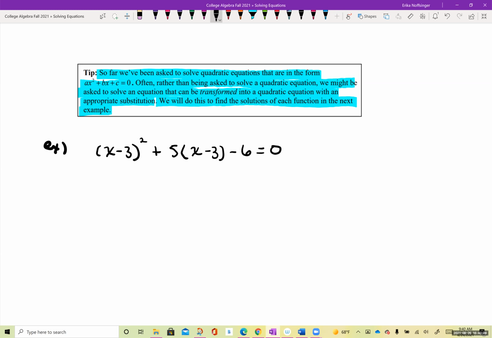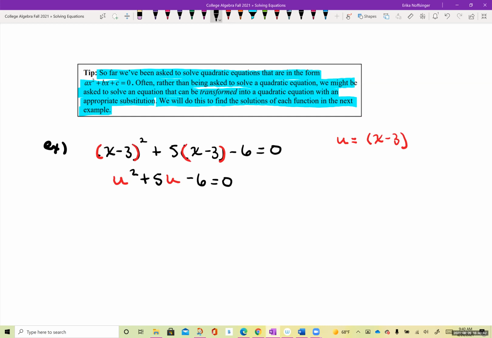But if you notice, what's inside the parentheses is the same. And notice if we choose, and I'm going to use u, let's choose u to be what's inside that parentheses, x minus 3. And let's go back and rewrite this equation now with u instead of that x minus 3 inside the parentheses. So wherever we saw that parentheses, we're going to replace it with u. And this would give us u squared plus 5 times u minus 6 equals 0.